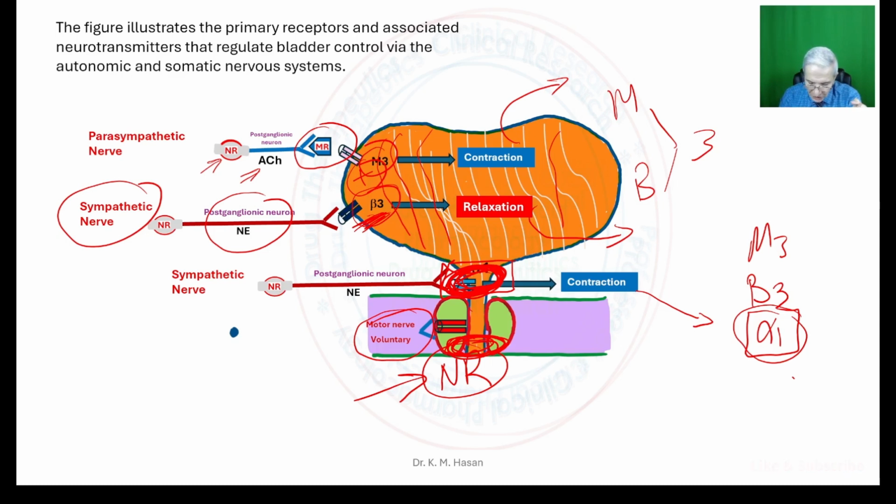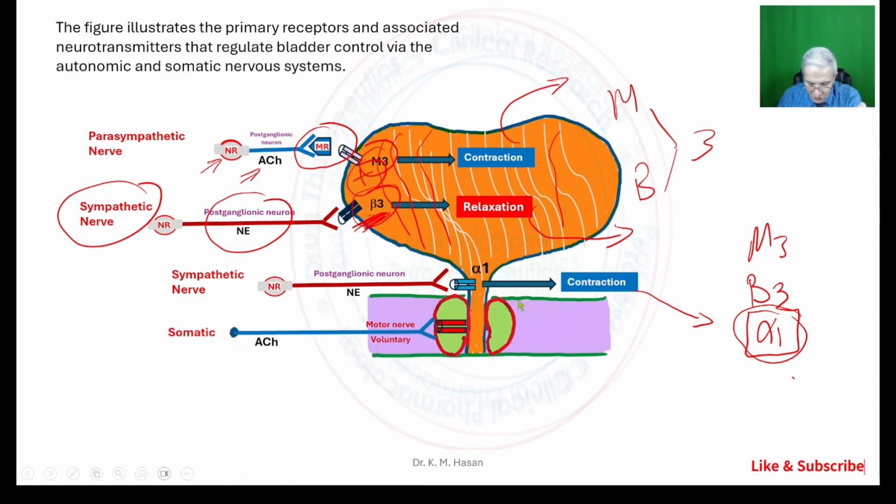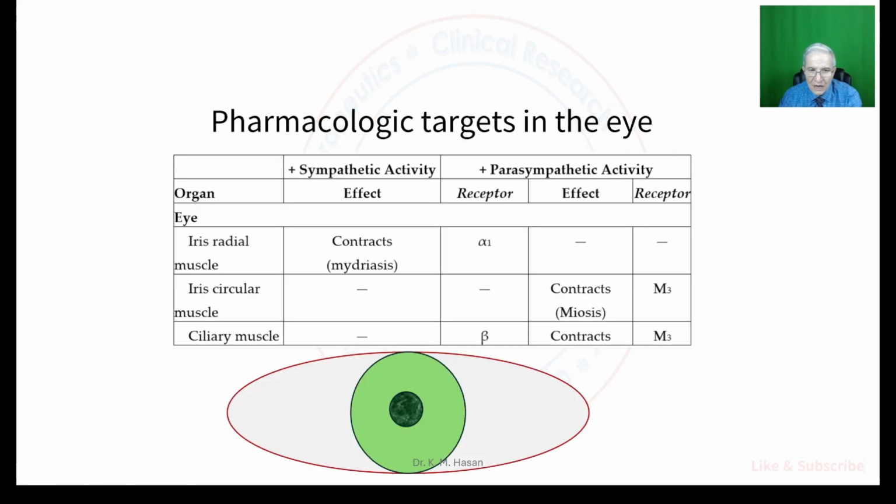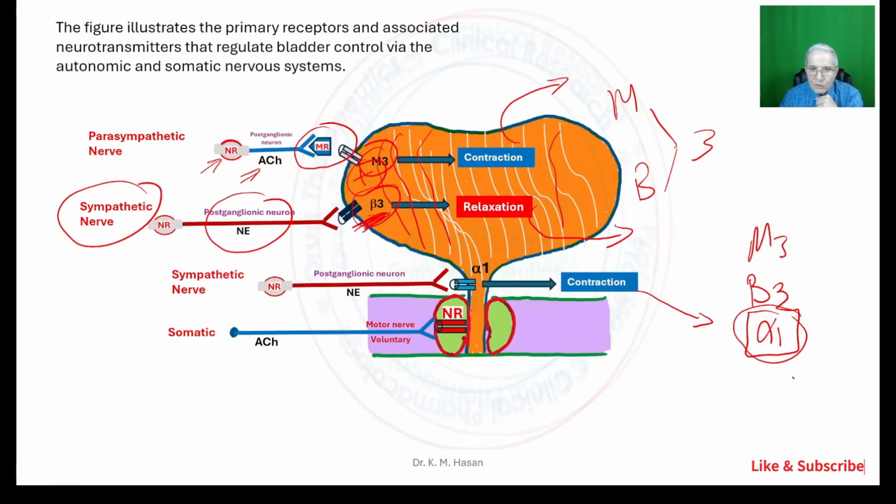So if we clean this up a little bit to see what type of neurons are involved, you can see the somatic system, through acetylcholine, innervates the motor nerve through the nicotinic receptor, and this is considered a voluntary response. So we have the internal sphincter, and then we have the external sphincter.